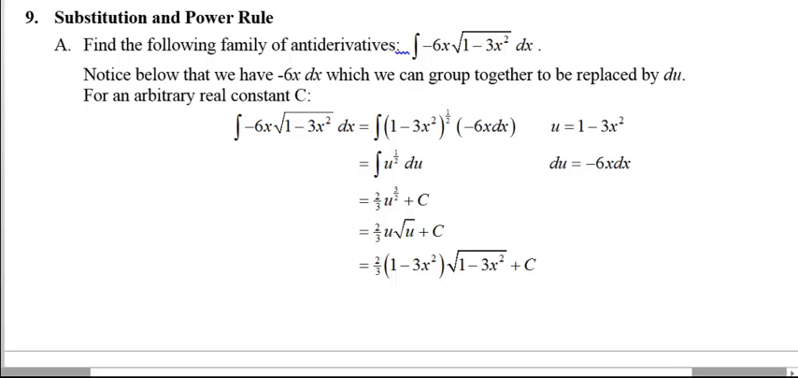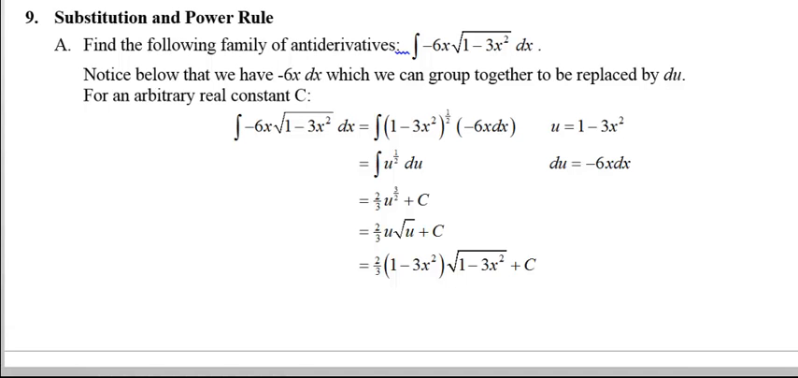Okay, wait a minute, this is going to work out just nicely, because if I rewrite this square root as (1 minus 3x squared) to the power 1/2, and then I group what's left, the -6x and the dx all together, then this part that's grouped becomes du. And this other part that's grouped here becomes u. Oh, that's nice. That works out just perfectly for us.